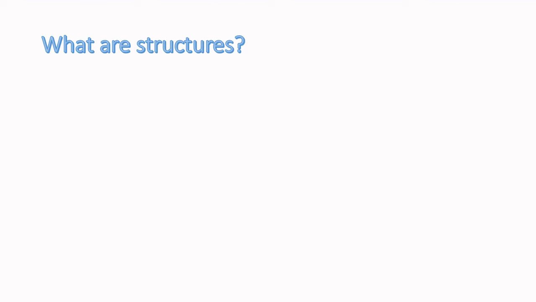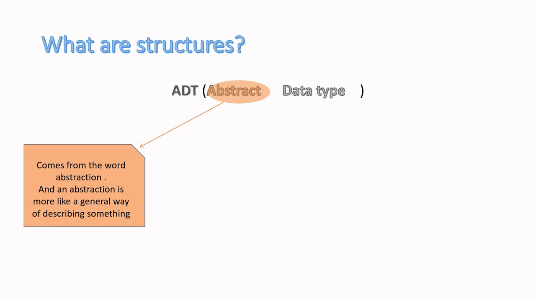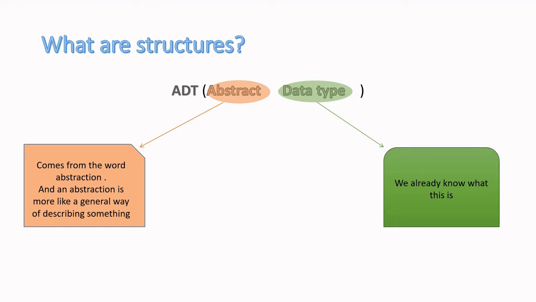Now, you might wonder, what is a structure? A structure is what's known as an abstract data type. I'm sure data type we know what that is, but let's focus on abstract. The word abstract comes from the word abstraction, and an abstraction is more like a general way of naming something. Like we have said, anything with a name, a phone number, and an email is a contact, right? So we've generalized that as contacts. Then data types. We already know what data types are, and we've been using data types.